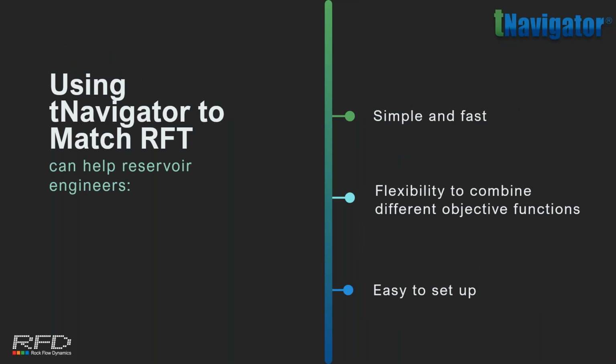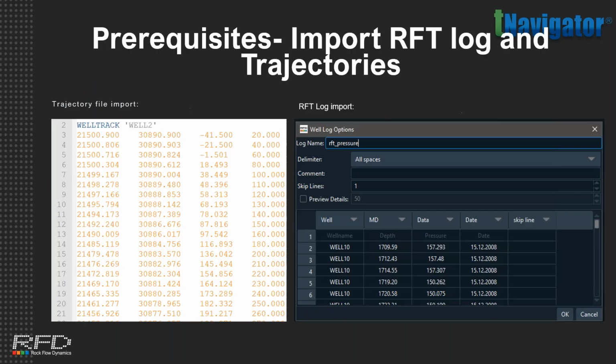So for this, you can use tNavigator to help yourself match your model, not only rates, but also the RFT data. tNav is simple and fast for this workflow. It's flexible in order to combine different kinds of objective functions, and the setup, you will see, is pretty simple.